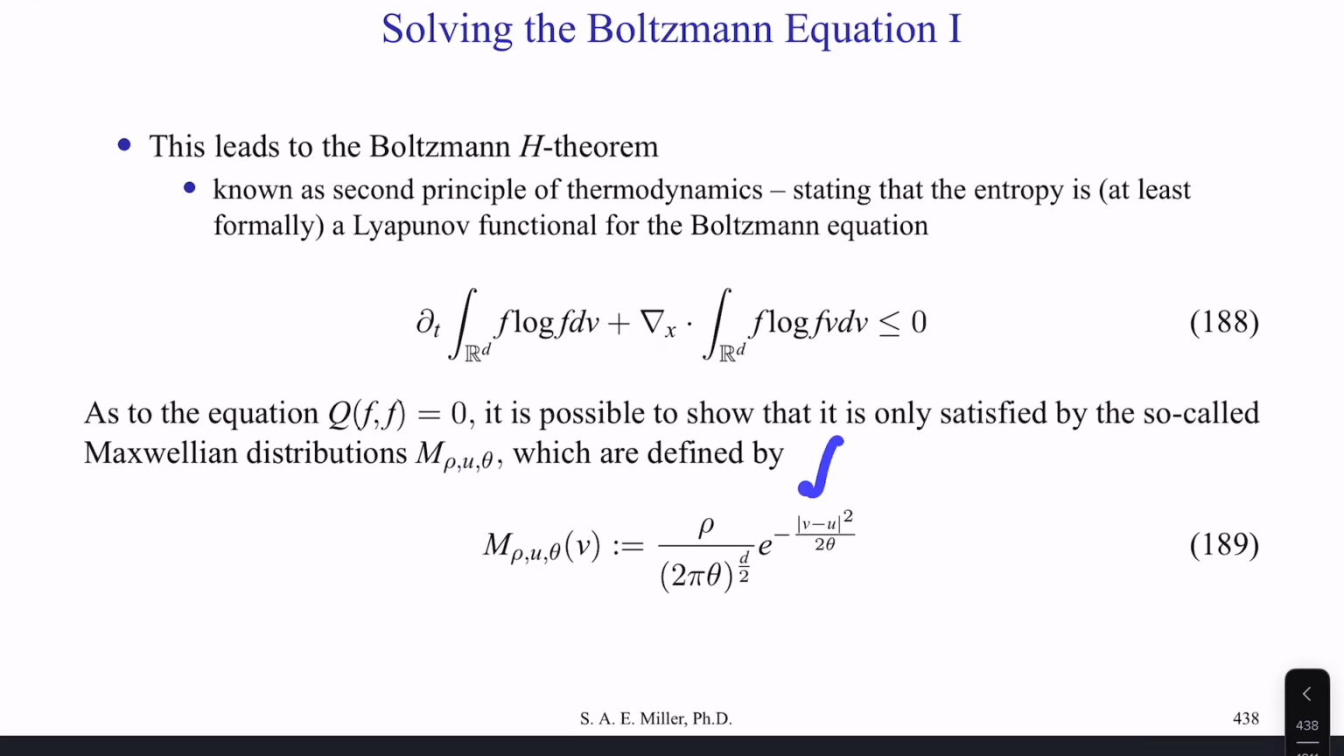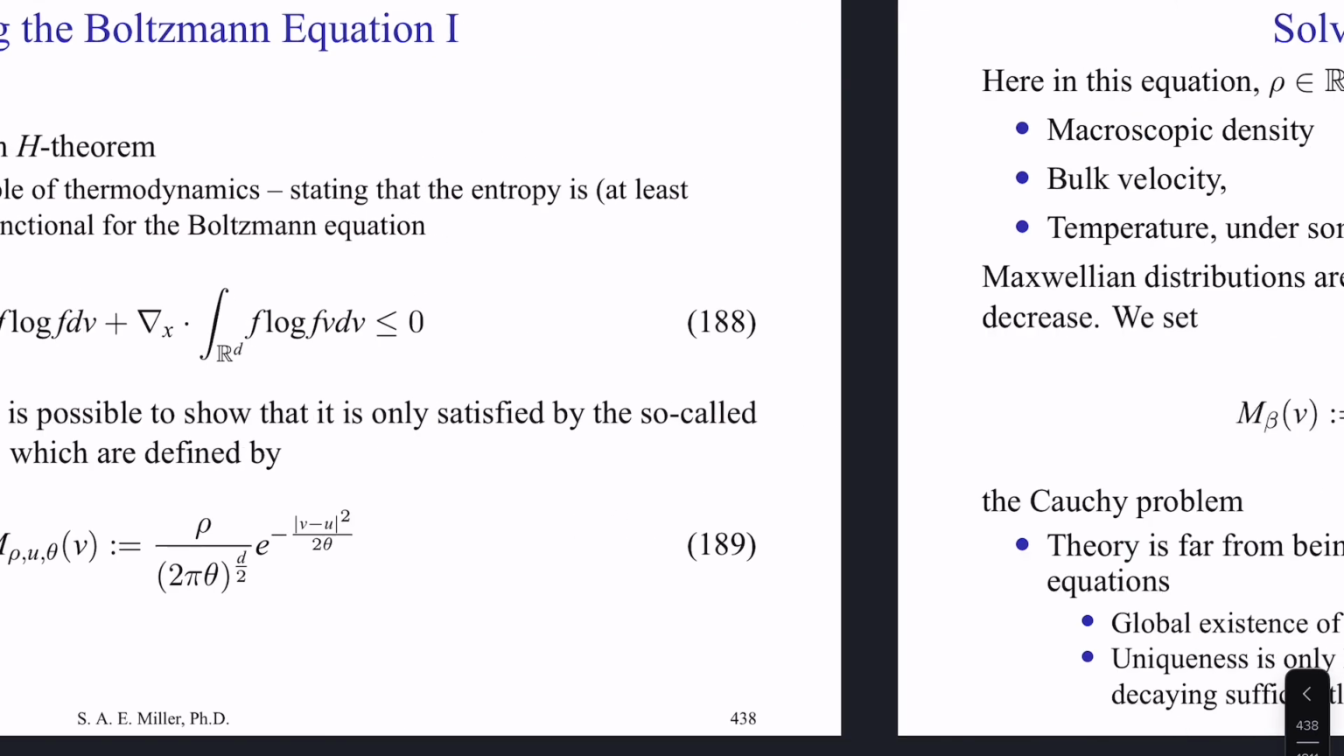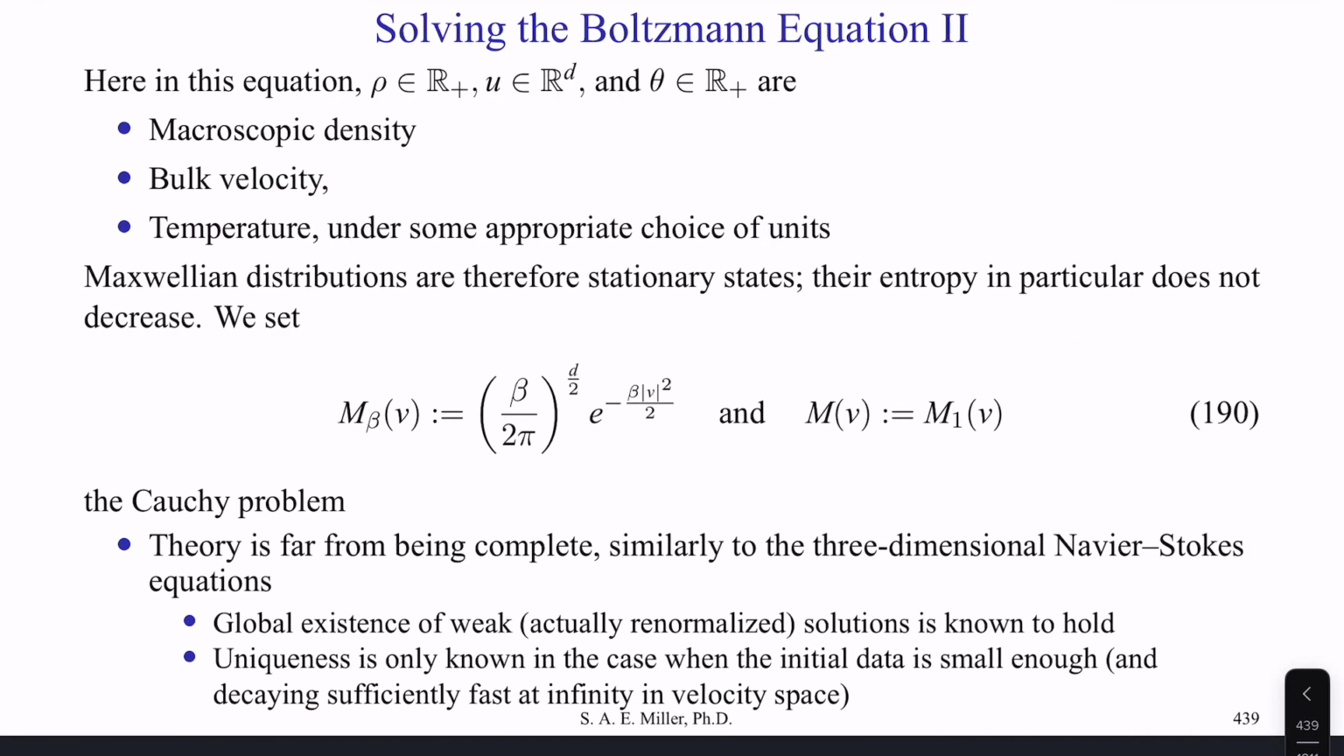Note the Gaussian form. Here in the equation, rho is real, u is in d dimensions, theta is real positive. It shows that the density is macroscopic, there's a bulk velocity, and the temperature, theta, under some appropriate units, must be real and positive. So is density. Maxwellian distributions are therefore stationary states of the flow, and the entropy in particular will not decrease. It must remain the same or increase.